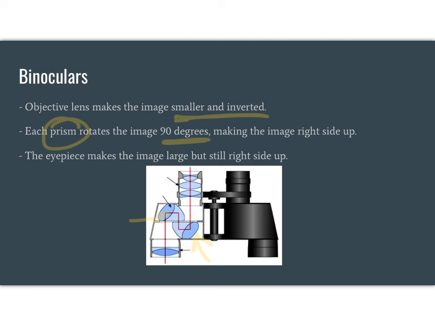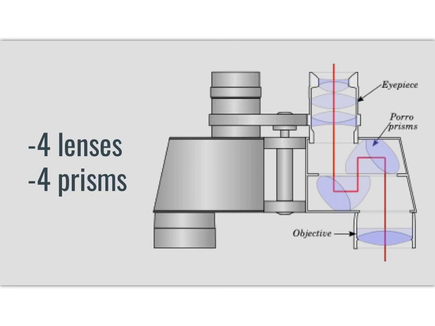If you zoom into the inside, you can see there are 4 lenses. So you can see these eyepiece lenses over here, as well as your objective lens over here. And then for prisms, there's your 4 prisms right along here.